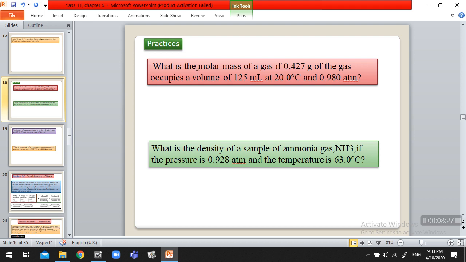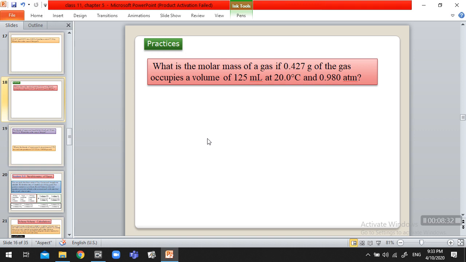Yes, in this question, guys, what is the molar mass of the gas if 2.427 gram of the gas occupies the volume of this many milliliters at 20 Celsius and this atm? In this part, guys, you have to know what the givens are. What is mass? This is volume, but milliliters you have to convert to liters. It is temperature, but it's Celsius, you have to convert to Kelvin. And this is the pressure, it's okay. Let me write the given here.